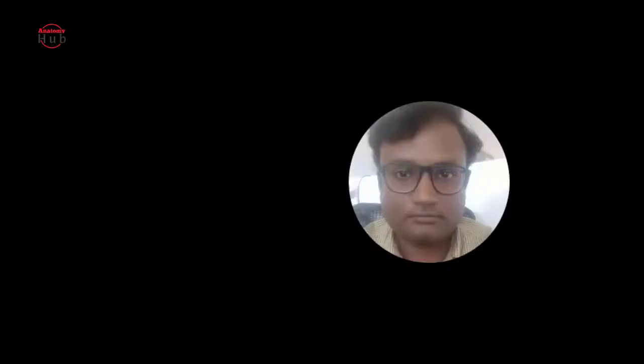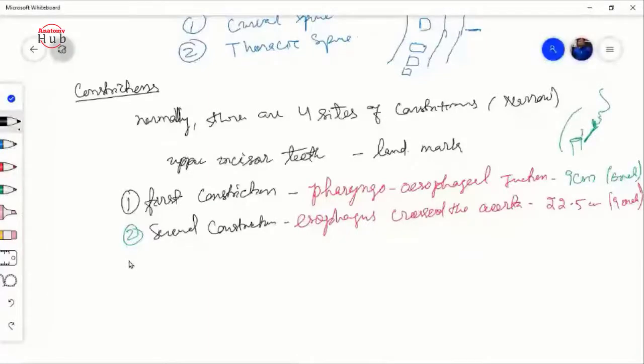Then the third constriction will be there. The third constriction is where the esophagus crosses the, or you can say is crossed by, the left principal bronchus.